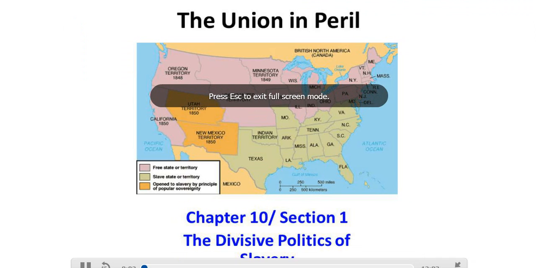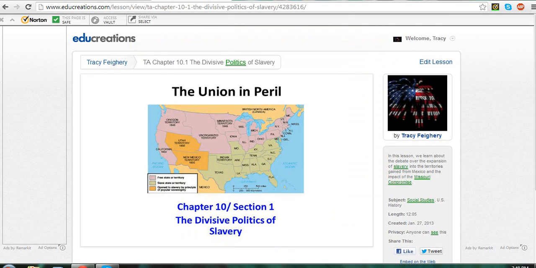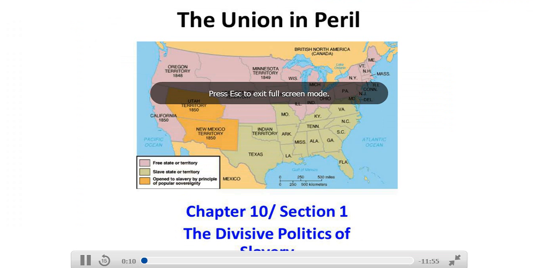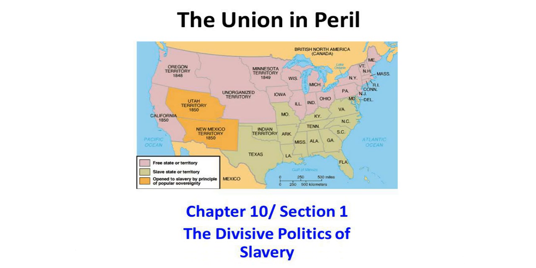In this video lesson, we'll discuss the issue of expansion of slavery into the territories, the different senators that argued the different points in Congress, and the eventual Compromise of 1850.